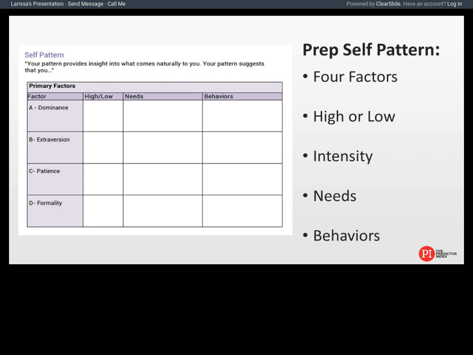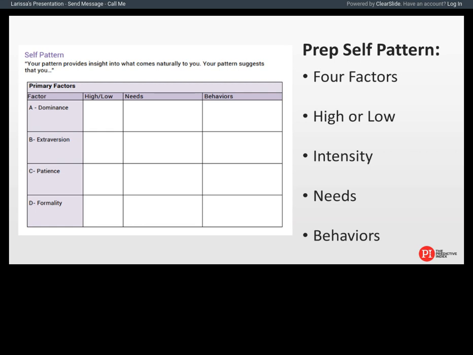You're going to note whether they're high or low. I also recommend noting the intensity. So noting if it's a 3 sigma high A, that's going to be a whole lot different than a 2/5 of a sigma high A, right? And you can write in the needs and the behaviors, and we'll go through different places. If you don't remember those right off the top of your head, you are not alone. We'll go through a couple different places where you can find those.